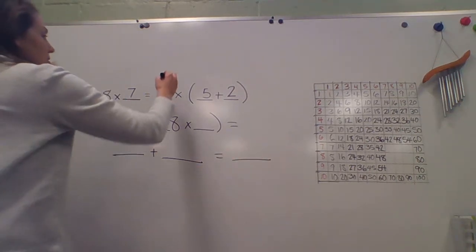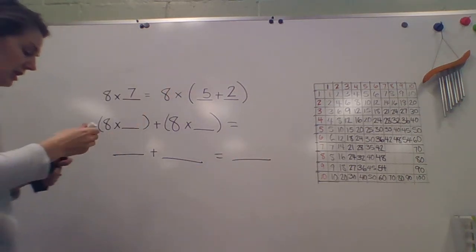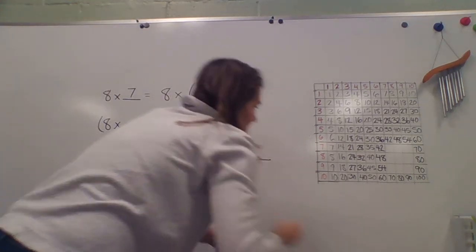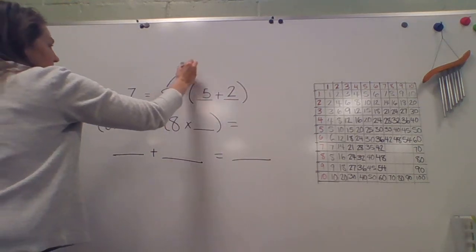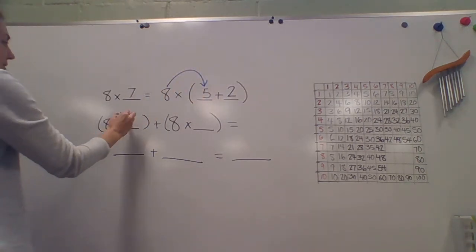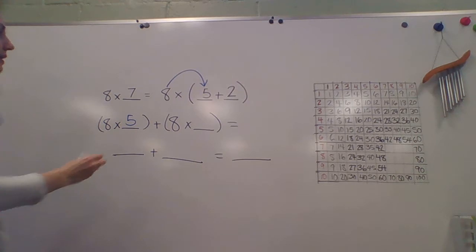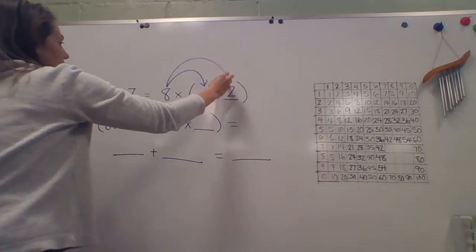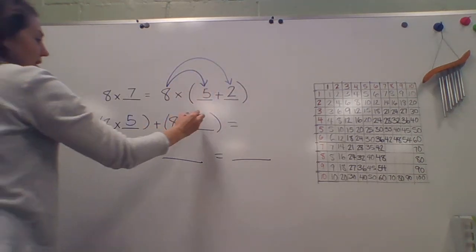So when we are using the distributive property, I'm going to change my pen color here just to be fancy. We're taking 8 and first we're multiplying it by the 5. So we're going to say 8 times 5. Then we're going to take the 8 and we're also going to multiply it by the 2. So then we have 8 times 2.